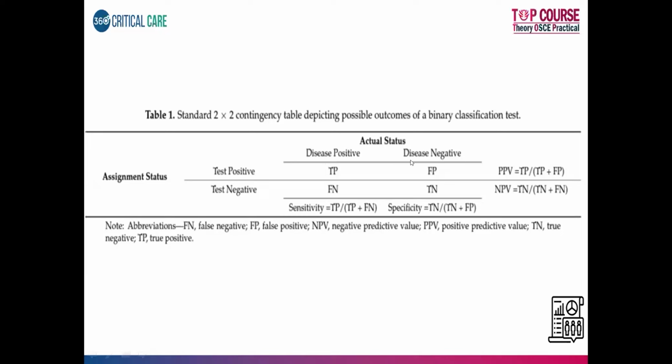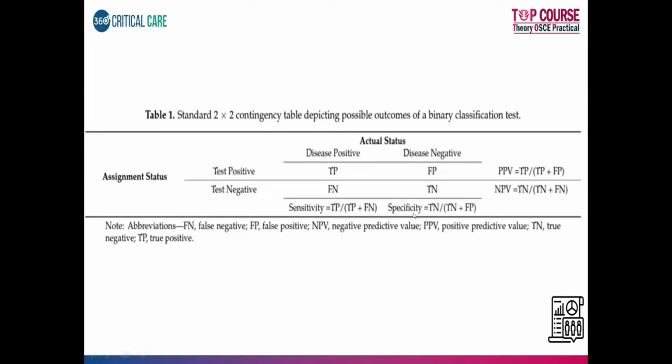Those patients who do not have COVID but test positive for COVID are known as false positive. Patients who are disease positive but the results are negative, your COVID RT-PCR is negative, are known as false negative. Those patients who are disease negative and also the test is negative are known as true negatives. So this is the table, and you will have all these four here.